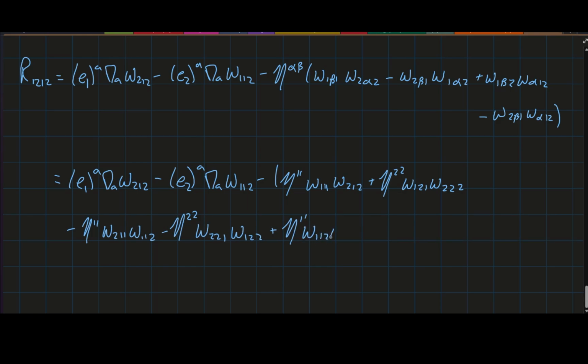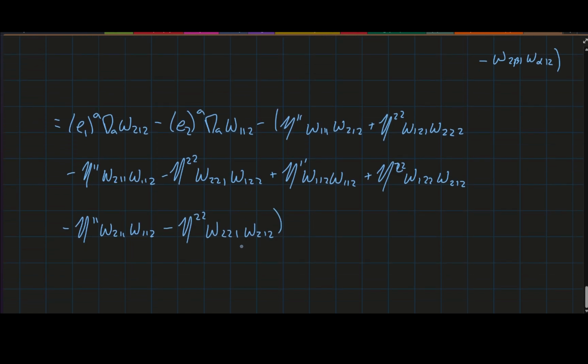omega 1, 1, 2, omega 1, 1, 2, plus eta 1, 2, no, sorry, 2, 2, omega 1, 2, 2, omega 2, 1, 2, minus eta 1, 1, we're on the last term here now, omega 2, 1, 1, w 1, 1, 2, or omega, whatever, I think I'm using them interchangeably at this point, minus eta 2, 2, omega 2, 2, 1, omega 2, 1, 2.